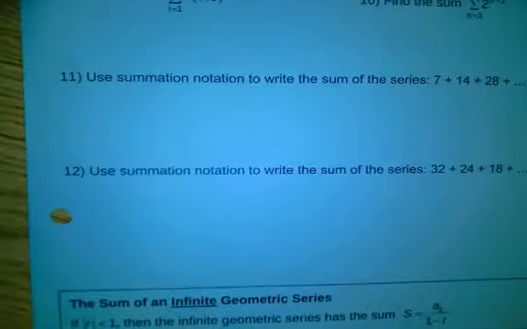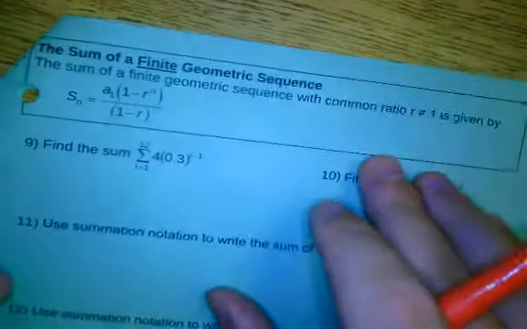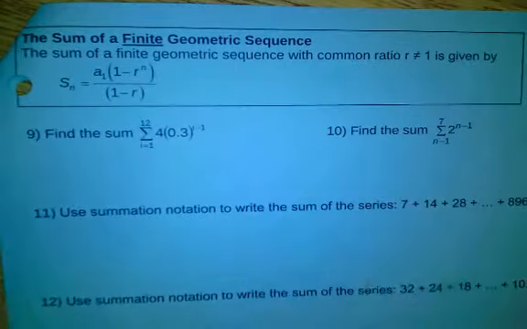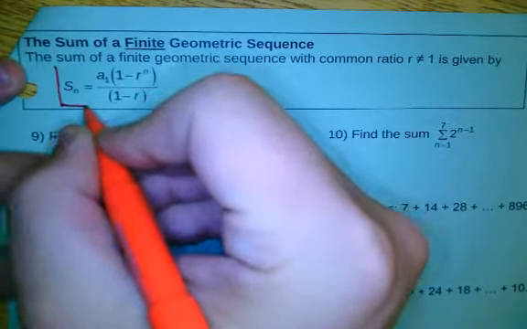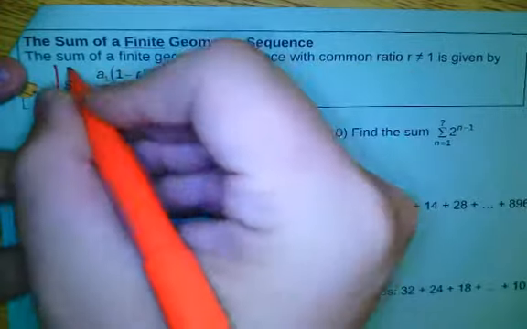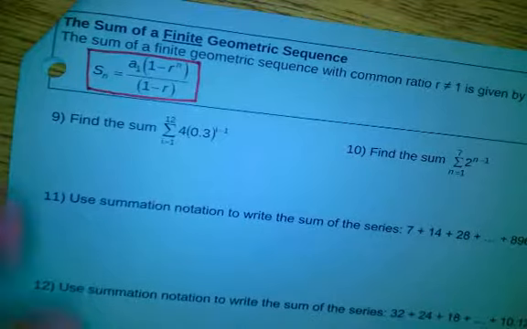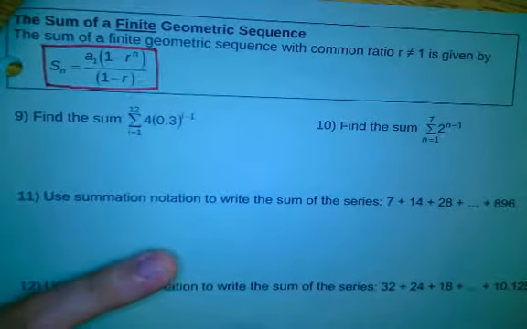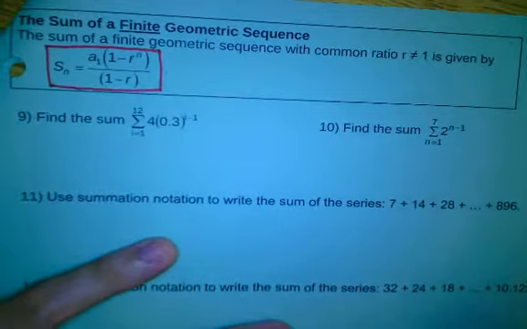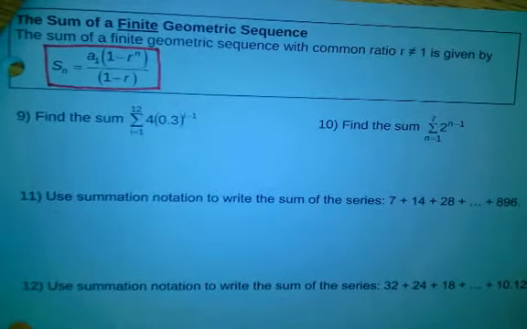Alright, flipping it over. Okay, formula. You gotta memorize this one. Kind of a bummer, but you do. This is the one that's kind of hard for me to remember. So, the sum of a finite geometric series. If you keep adding up all these numbers, this is the formula you use.